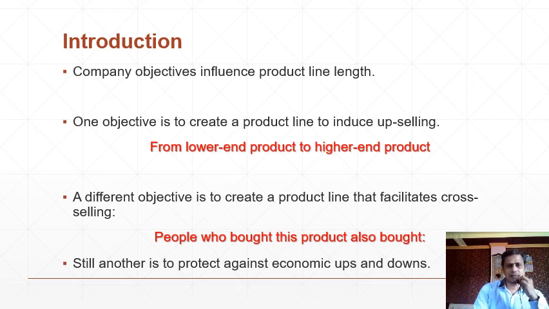So to balance economic ups and downs, you might have a proper kind of product being put in a product line. So product line length gets optimized in such a way that your objectives are met, or you can put it in such a manner that you set objectives for what to do with your product line and then try to work on your product line. What should be done? Information taken from product line analysis.